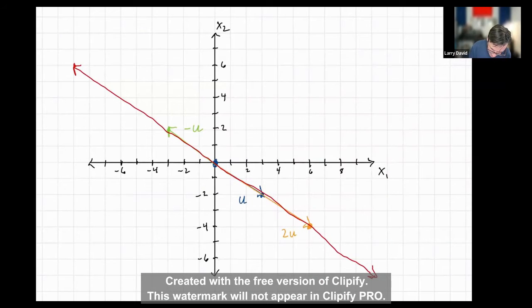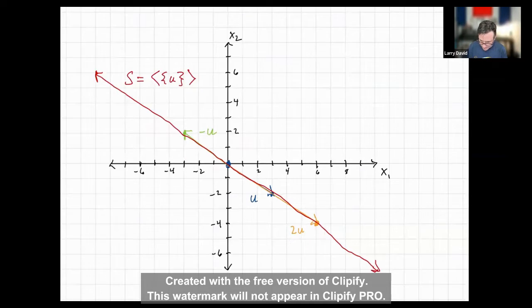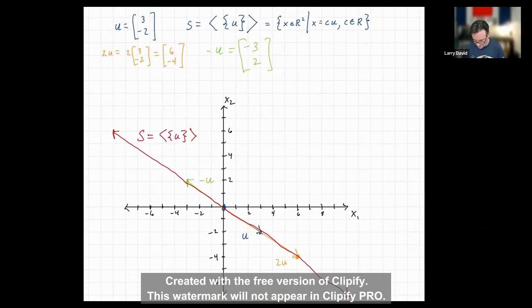So that is S, which is the span of u. And we can see that it's the entire line that passes through the origin. The origin is the 0 vector, (0, 0). And the vector u.